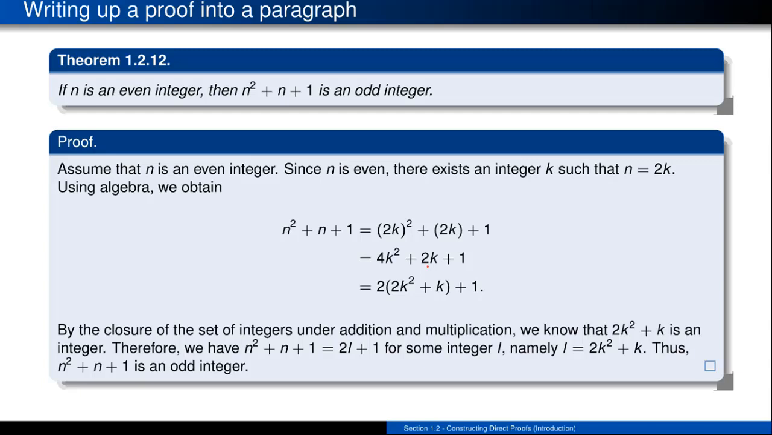And then at the very end, I can wrap things up and say, therefore we have that n squared plus n plus 1 is going to look like 2 times something plus 1, where that something, in this case L, actually is an integer. And you might as well go ahead and tell people exactly what L is going to be. In this case, L looks like 2k squared plus k. And then at the end of the day, just finish this off by saying n squared plus n plus 1 is in fact going to be an odd integer.